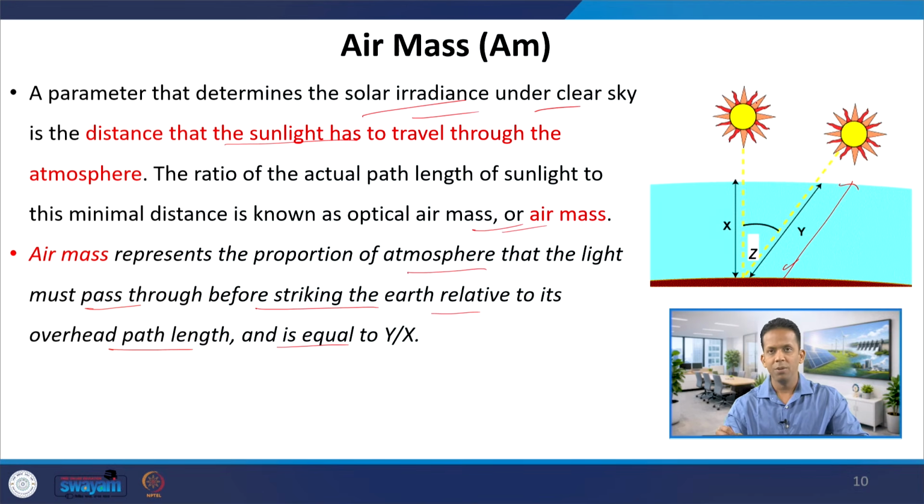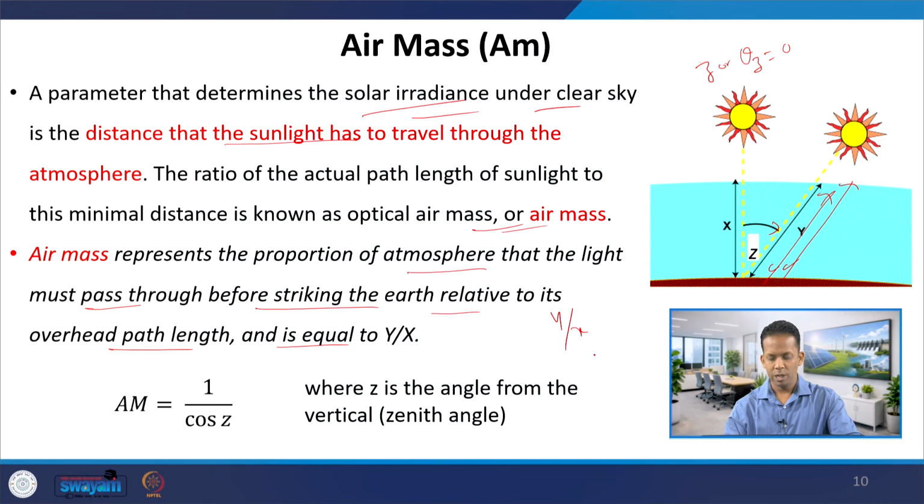So, when the sun is at the zenith position or the noon position, angle z or theta z is equal to 0. Now, if the sun is at some position, let us say here, and the distance is y, the angle measured from the vertical is called the zenith angle. So, the air mass is defined as the actual length, that is y, by the shortest length, that is x. This can be derived from the cosine of this angle.